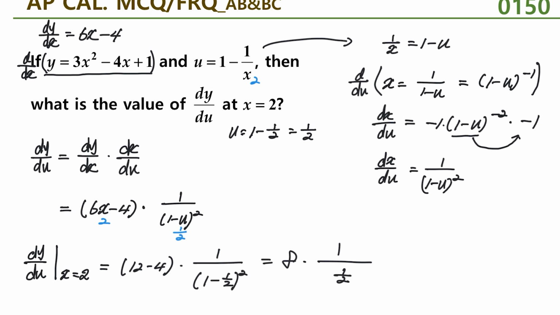So that's 8 times, this part right here is 1 over 1/4, which is equal to 4. So 8 times 4 is equal to 32. So the answer is 32.